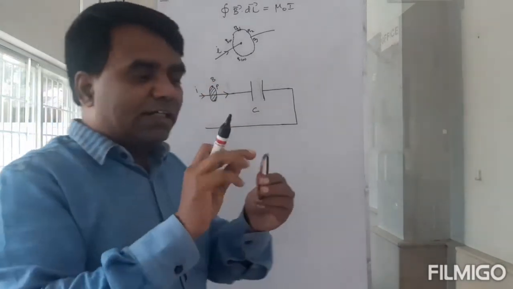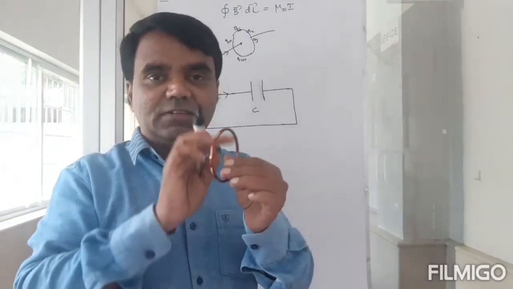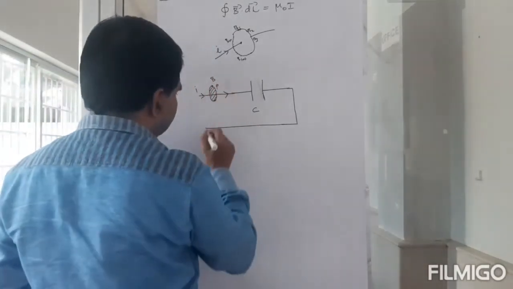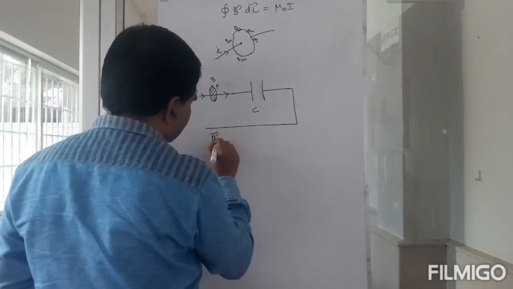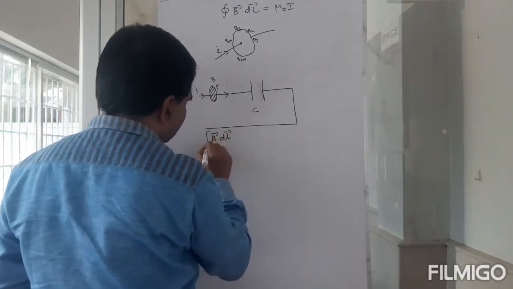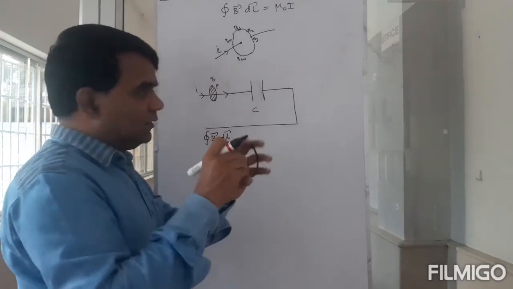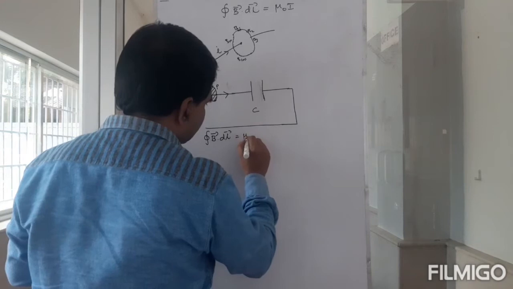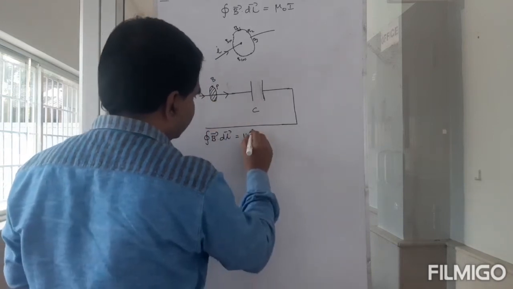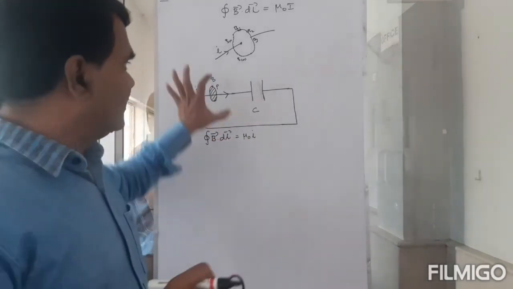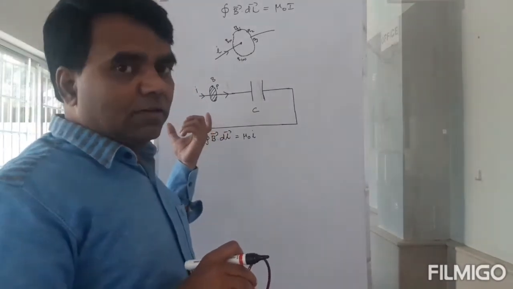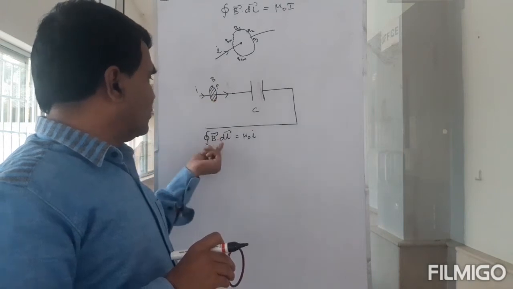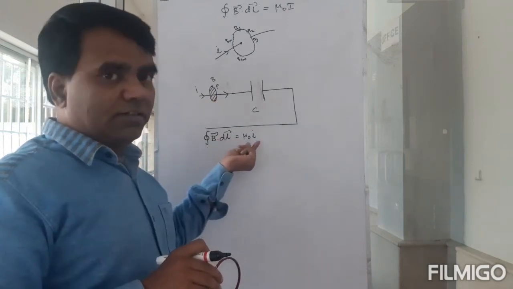So what can I do now? I can do a B dot dl around this loop. If I do a B dot dl around this loop, then I know that this is equal to mu naught into this I, because it is piercing through the surface. So this is how I calculate it. I do this calculation, and I know this B dot dl must be equal to mu naught I.